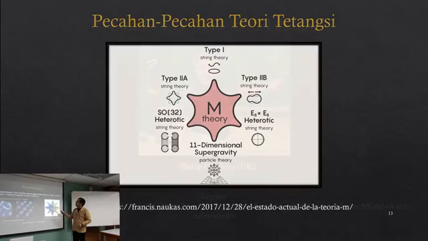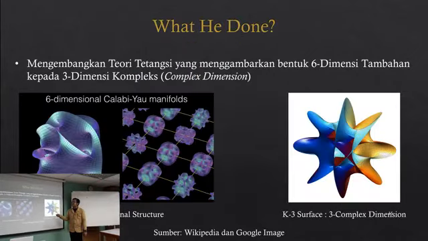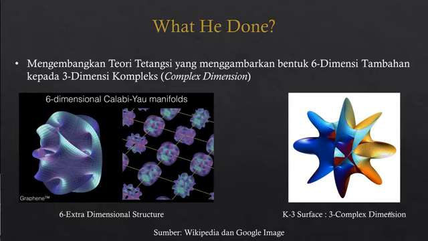Okay, so what did he do? He developed string theory, depicting the shape of the extra dimensions as 3 complex dimensions. He wants to help us visualize it in a very simple way. This is the structure of a 6-dimensional Calabi-Yau manifold. Later we will see there are 10 to the power of 500 solutions to the Calabi-Yau manifold problem.